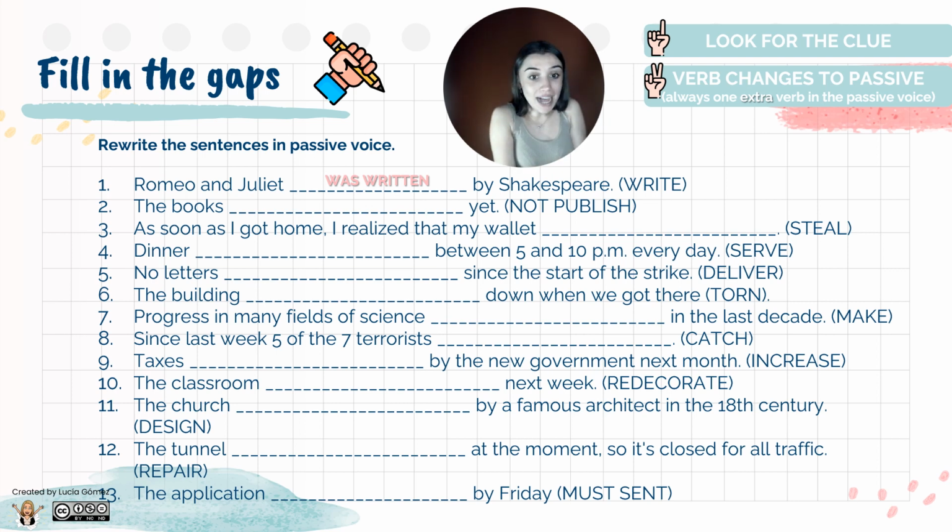It's a kind of past simple passive, because it was written in the past and Shakespeare has already passed away. The books have not been published yet. In this case, we have yet. So we are talking about the present perfect, in this case in the passive.